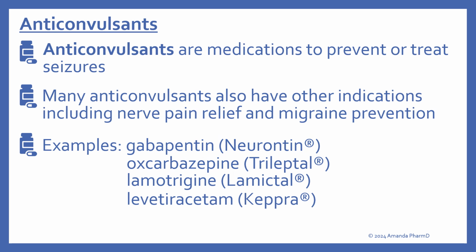Next are the anticonvulsants. These are medications to prevent or treat seizures. Many of the anticonvulsants also have other indications, including nerve pain relief and migraine prevention. And some examples of the anticonvulsants are gabapentin, brand name Neurontin, oxcarbazepine, brand name Trileptal, lamotrigine, brand name Lamictal, and levetiracetam, brand name is Keppra.